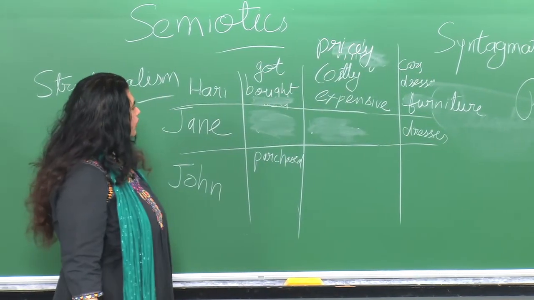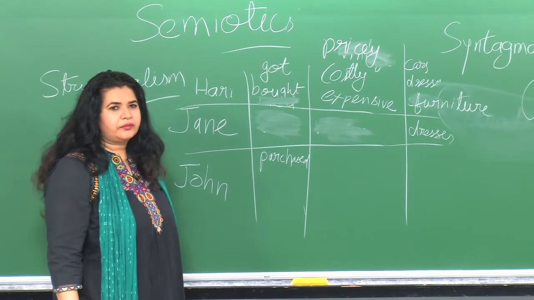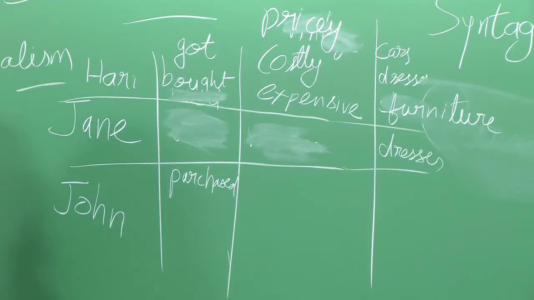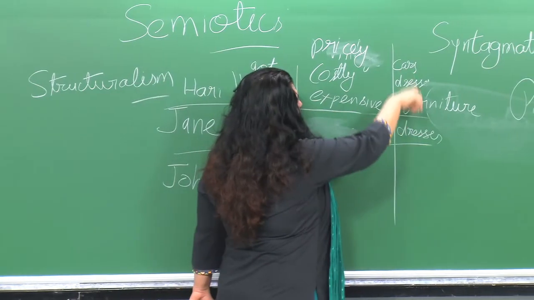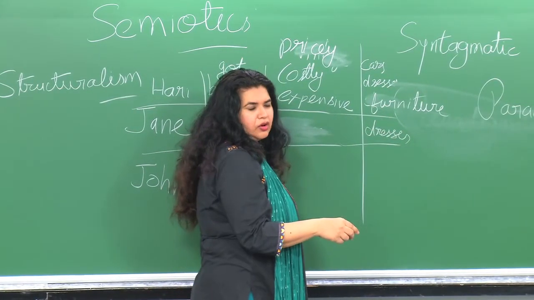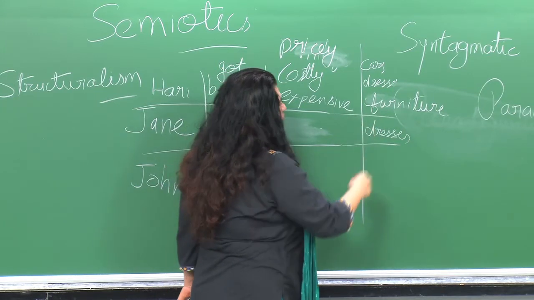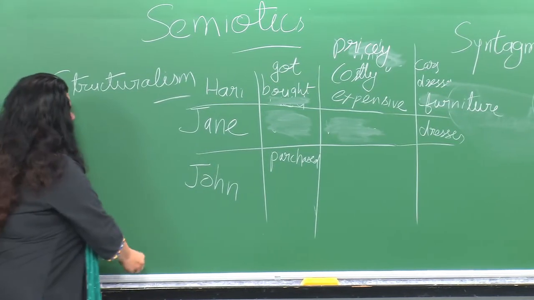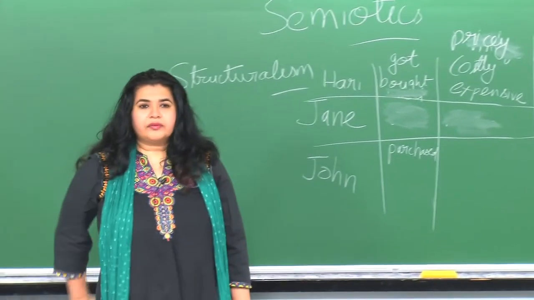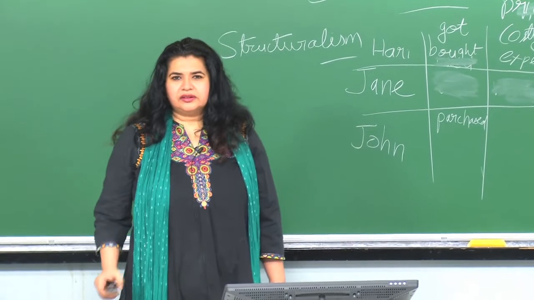Again, adjectives suggesting the same meaning more or less. Here we have the same set of common nouns, cars, dresses, furniture, etc. So, this is a set of paradigmatic relationships.